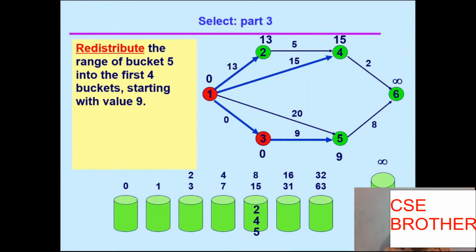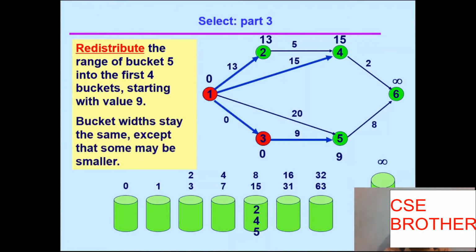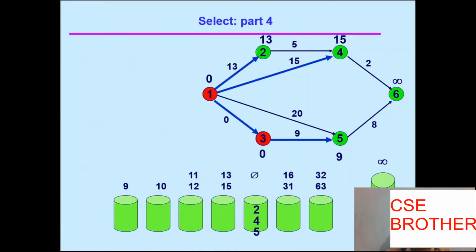So we have to redistribute the range of bucket 5 into the first 4 buckets, starting with value 9. Buckets will stay the same except some may be smaller. So this is the updated one. Now we have to reinsert the nodes in the correct bucket according to the range.